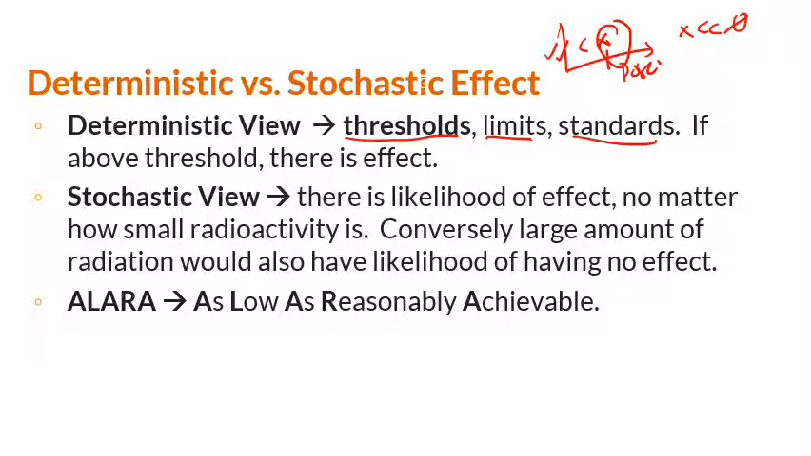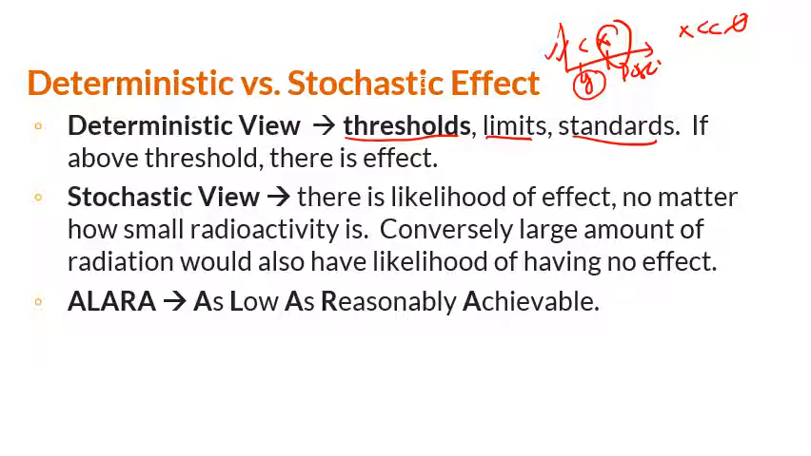Yung stochastic view ng radiation is that there's likelihood of effect no matter how small the radioactivity is. So it's probabilistic. So let's say meron kang dose na less than x. So label natin it's y. Okay, so yung y, although it's less than the threshold, it still has a likelihood of impacting your cell or your organ or an organism or an individual. So there's likelihood of effect, no matter how small radioactivity is.